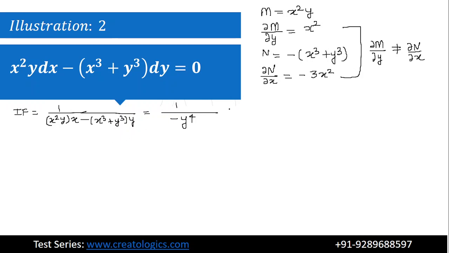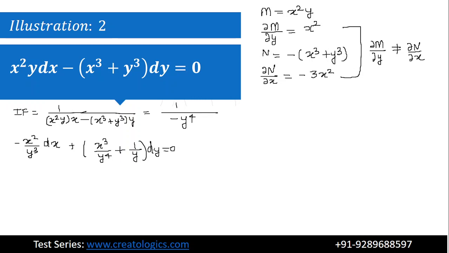Let's check it. Multiply your given differential equation by this integrating factor. What do you get? You get minus of x square over y cube dx, minus, you can make it plus by multiplying, so it will become x cube over y to the power 4 plus 1 over y dy is equal to 0.